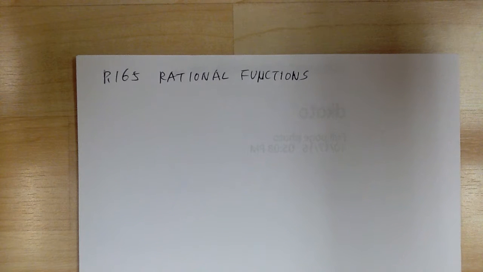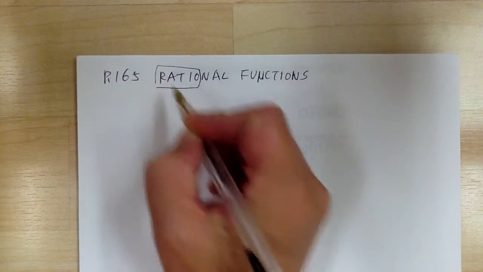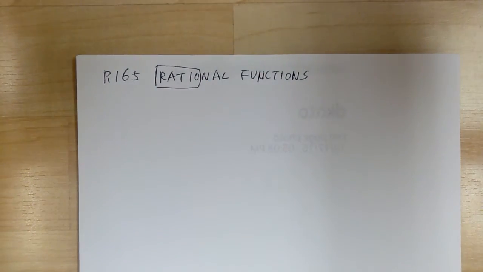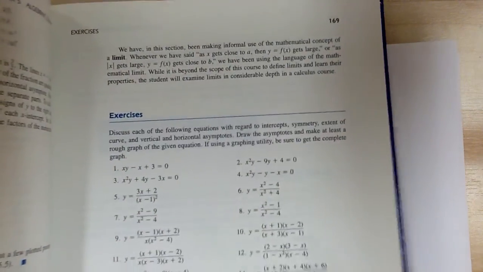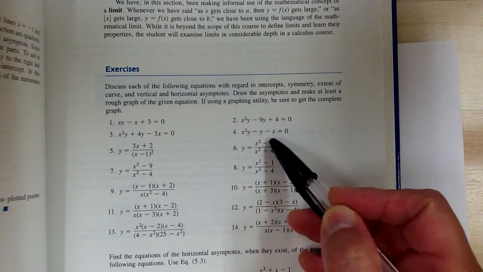Open your book to page 165. Today's lesson is on rational functions. Rational comes from the word ratio. Ratio means like a fraction. So a rational function, if you go to page 169, this is an example of a rational function. It's a fraction.